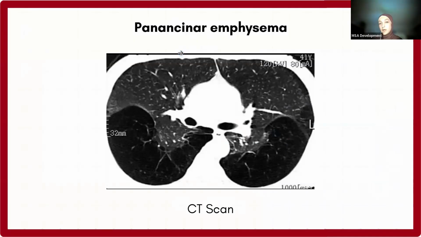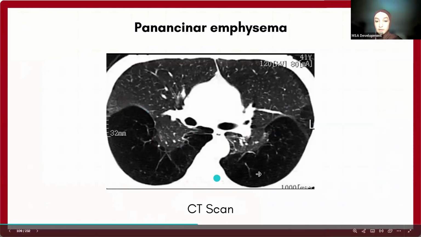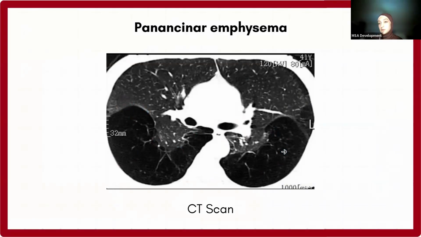Now, specifically, pan-acinar emphysema, as we said, is more common in the lower lobes. Under a CT scan, it will only affect the lower lobes. So the lower lobes over here are the ones that are affected, and this is why it's specifically pan-acinar emphysema. When we link these things together, it becomes easier for you to memorize. So this is why I'm making all these connections.